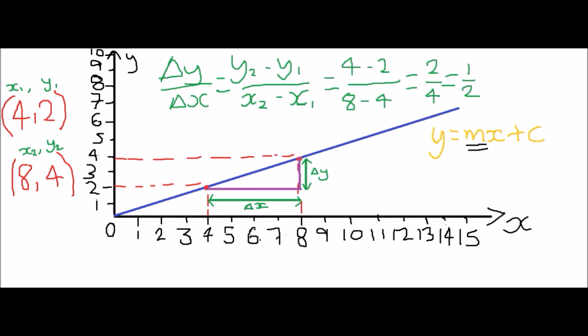So in real terms, what that actually means is for every one value we go across on the x-axis, our y value will increase by a half. And another example of this could be if our gradient turned out to be 5, for every one we go across on the x-axis, y would increase by 5, and so on for whatever value of gradient we get.